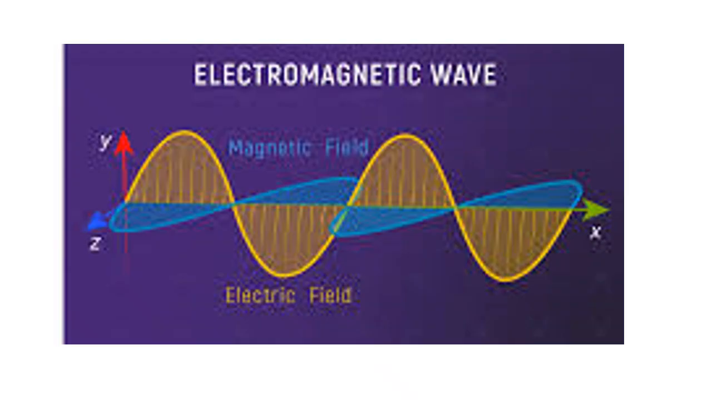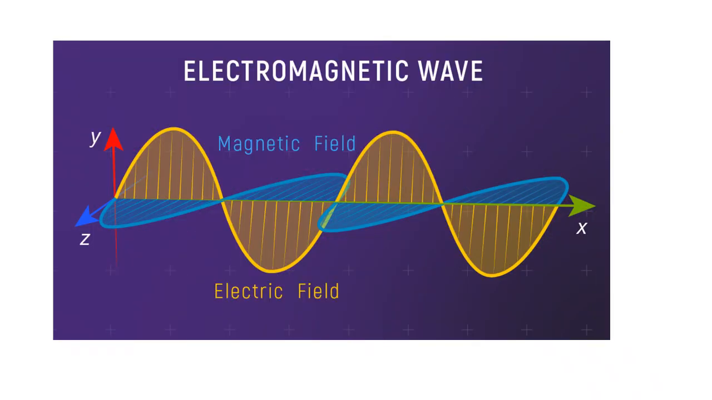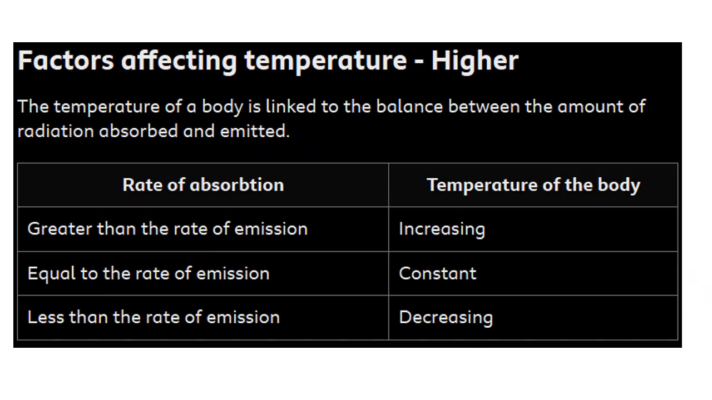So what is an electromagnetic wave? An electromagnetic wave is a wave with electric field and magnetic field components, and it is in the electromagnetic spectrum.